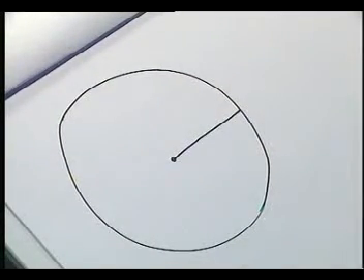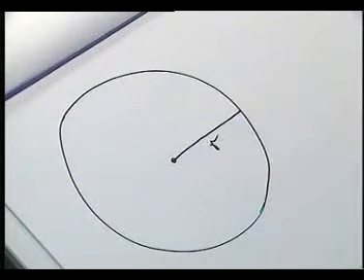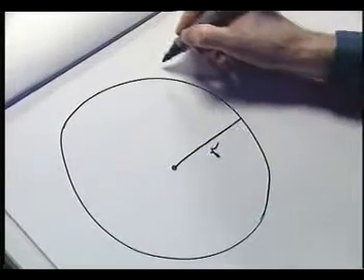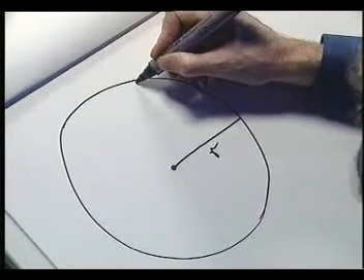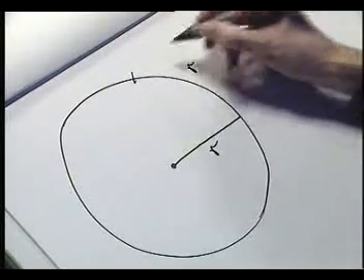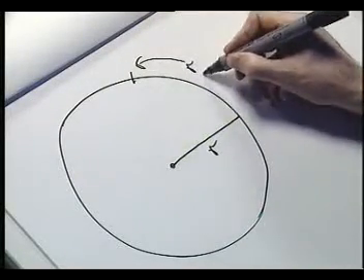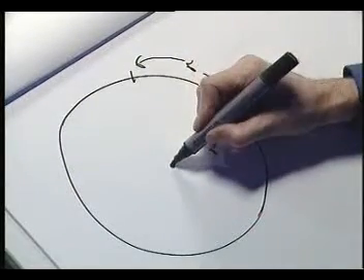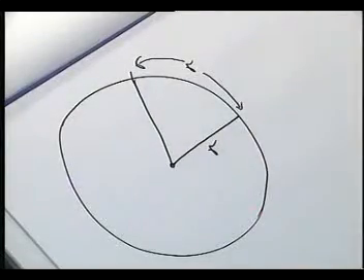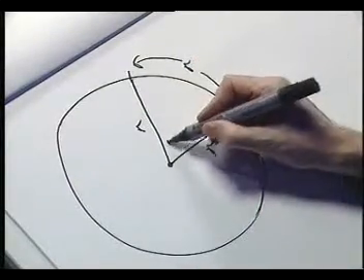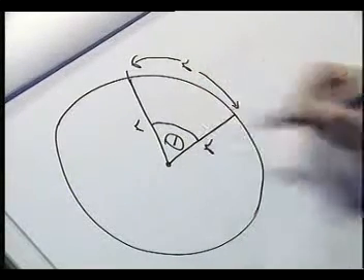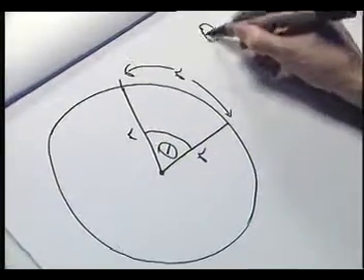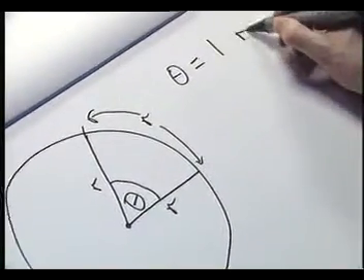So we take a circle, radius r, and I want to mark off on the circumference a length that is actually equal to r. So that distance around the circumference is equal to r, the radius. And now we join up there. That's r, and this angle here, theta, we describe as being 1 radian. So theta equals 1 radian.